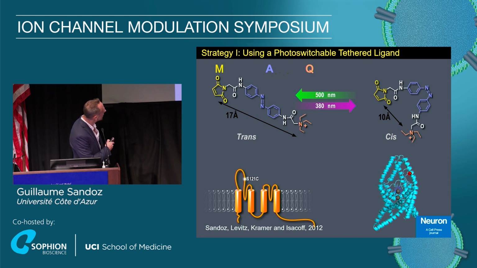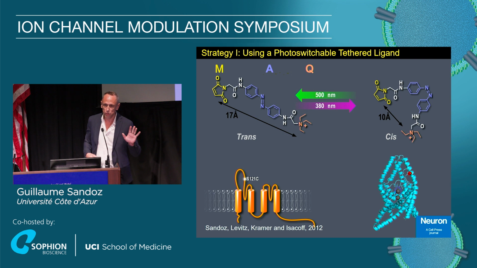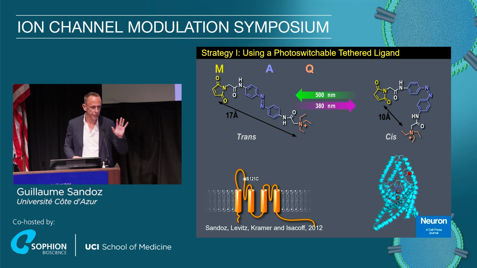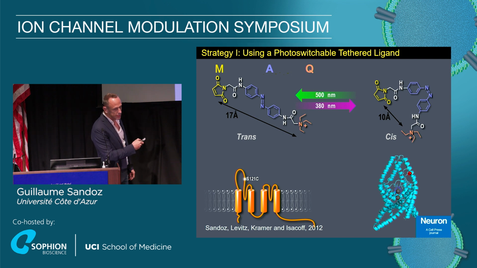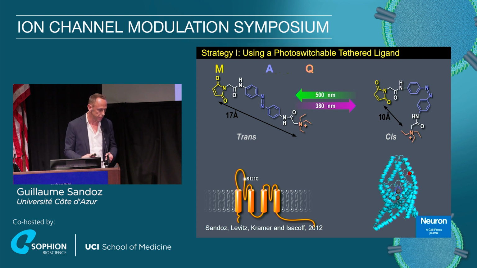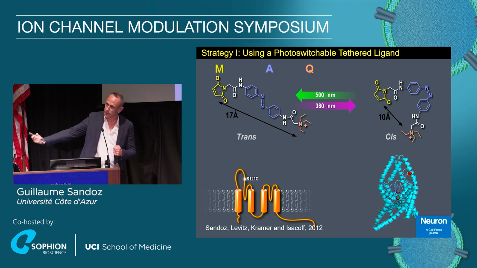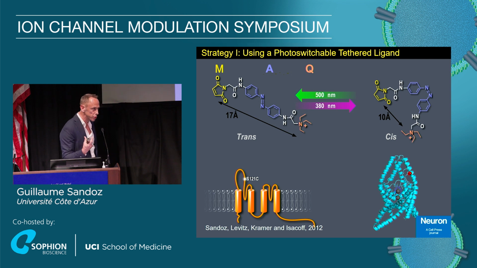This part is in a trans state in the dark or in visible light. But when you shine a light at 380 nanometers, you will shift from the trans state to the cis state. That will remain stable for a certain amount of time. You can speed up the process of going back to the trans state if you give a pulse of light at 500 nanometers. Meaning you can bend and unbend the molecule just by giving a pulse of light at 380 nanometers or 500 nanometers.